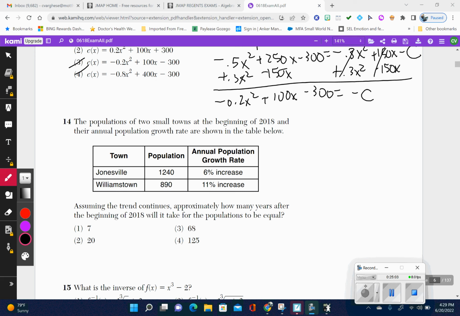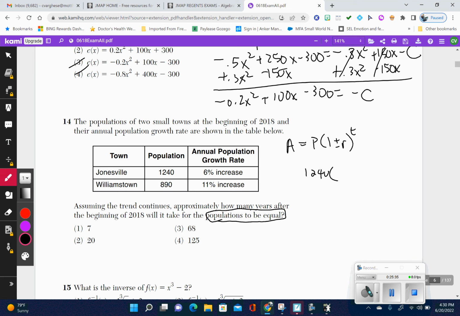All right, for number 14, it's saying there's going to be a growth increase. We want to look for a trend for the beginning of 2018, and we're going to see where it will become equal. So this is a formula that you do need to know. A is equal to P parentheses 1 plus or minus R to the T. This is for exponential growth or decay. So boom, here's our population starting. So that's going to be 1240.